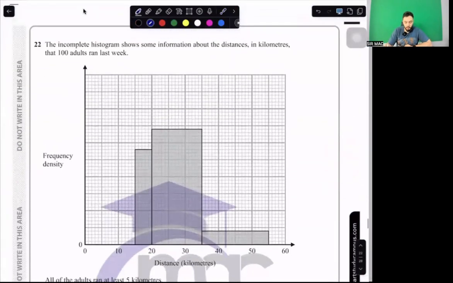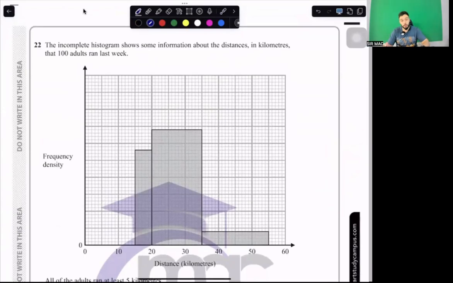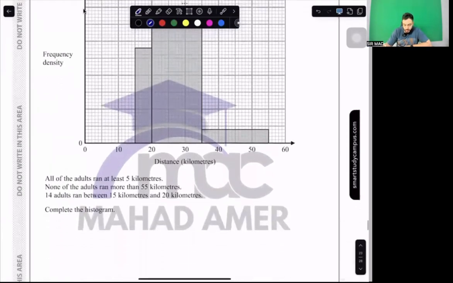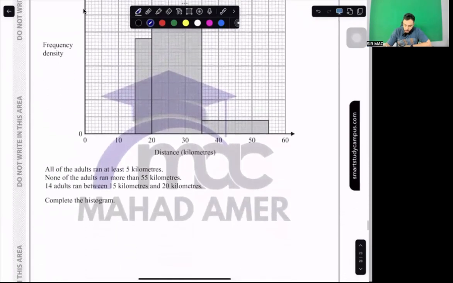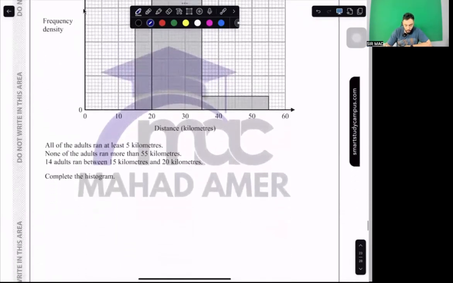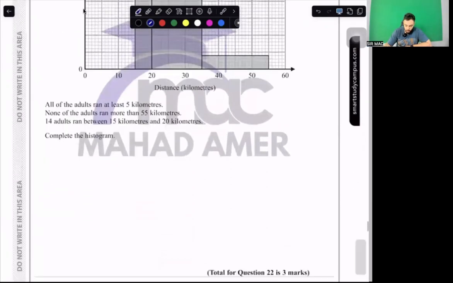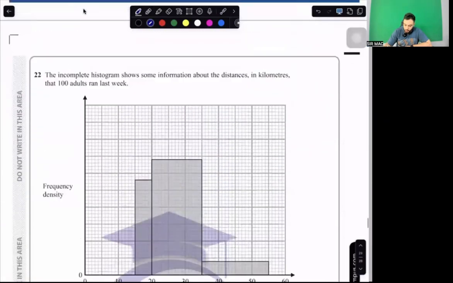Now we have a question on frequency distribution or frequency density, the one we did in histograms. The incomplete histogram shows some information about the distances in kilometers that 100 adults ran last week. All the adults ran at least 5 kilometers. None of the adults ran more than 55 kilometers. 14 adults ran between 15 kilometers and 20 kilometers. Complete the histogram, and that's pretty much it, I guess.